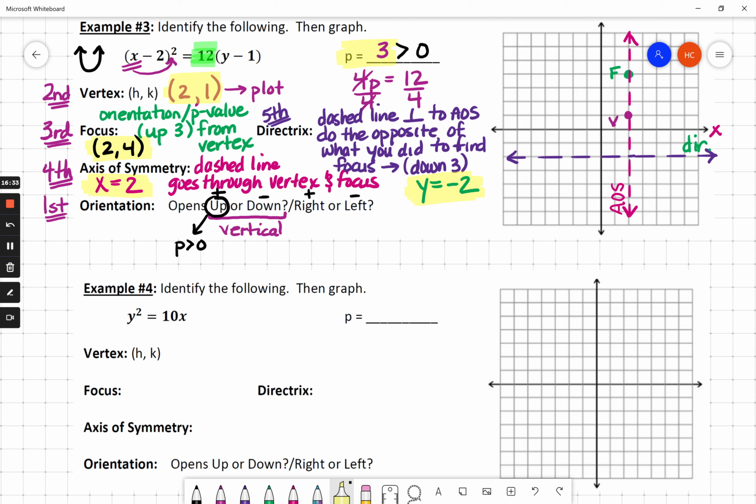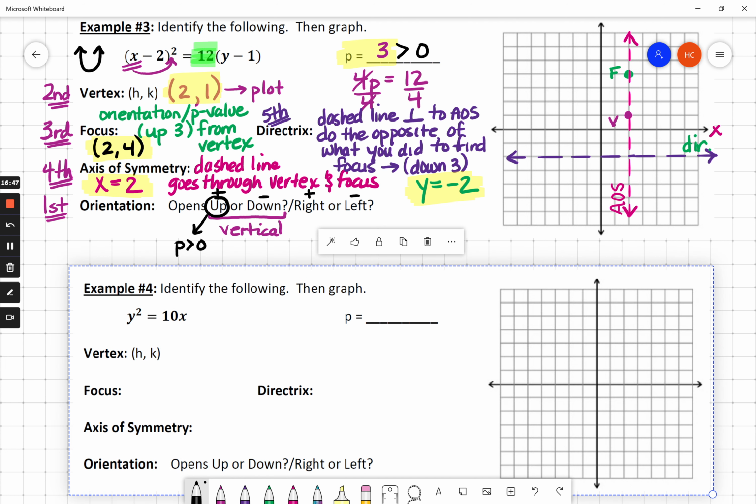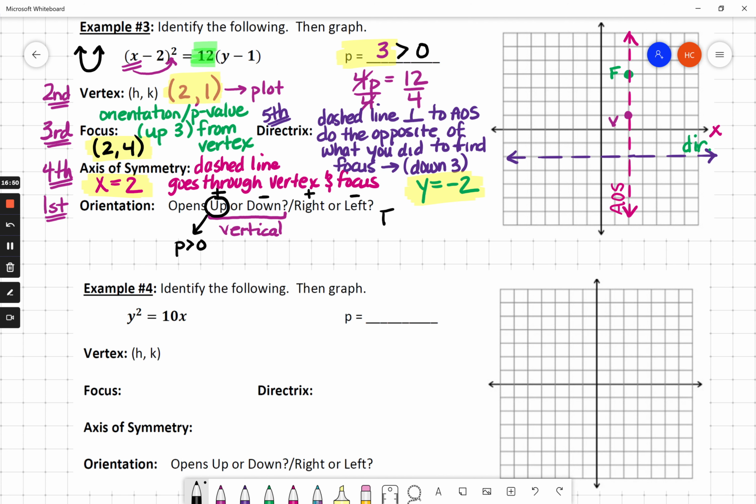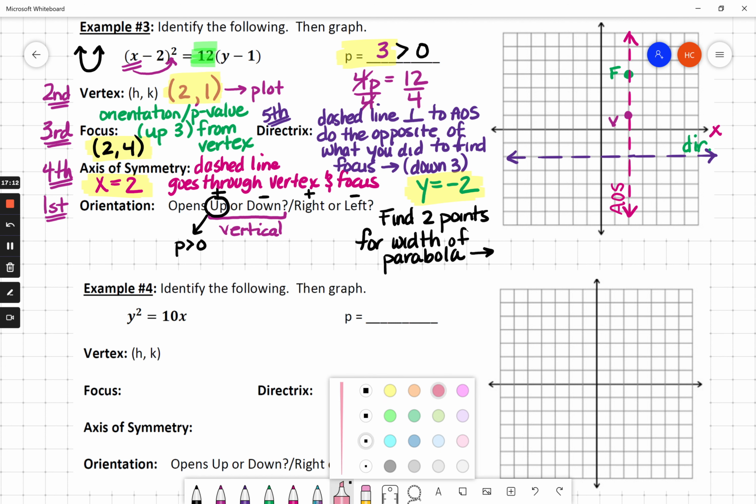Now, you remember I told you guys that this graph is going to be facing upwards, and we knew that it was going to look something like this, a U-shaped graph facing upward, but we have no idea how wide it is. So what we need to do is still find 2 points for the width of our parabola. And it's really easy to find these 2 points.